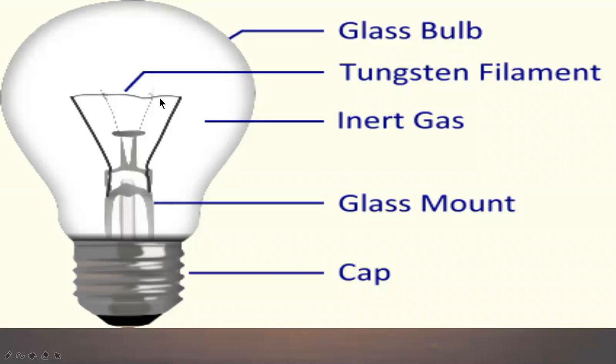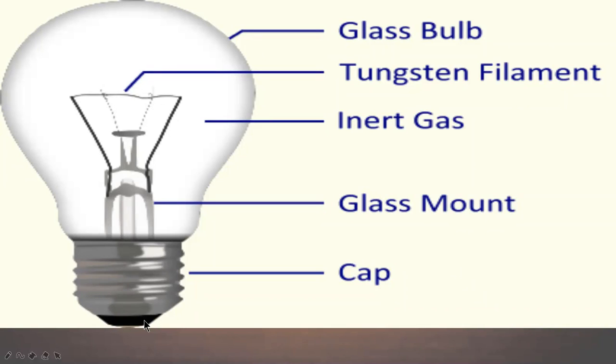And this is the wire, which is very special, and it is made up of an element called tungsten. This filament, this wire, is the tungsten filament. It has a very high melting point and very high resistance. Next to that, you can see a structure called the glass mount. This is the glass mount and this is the cap.